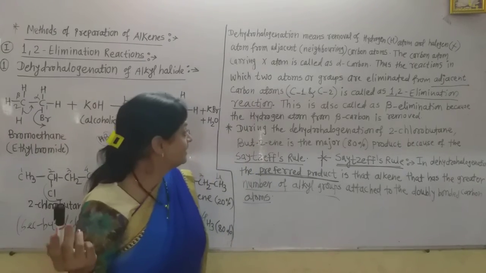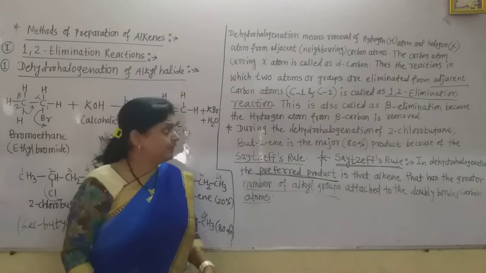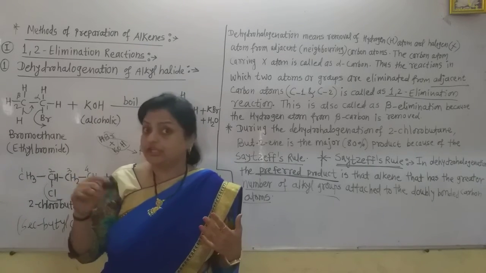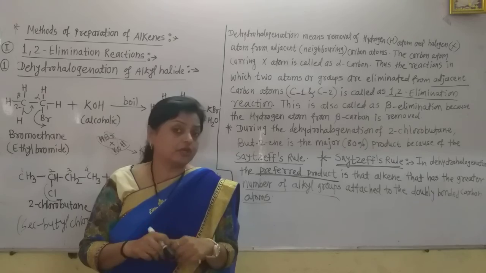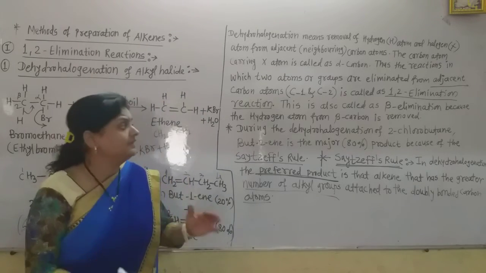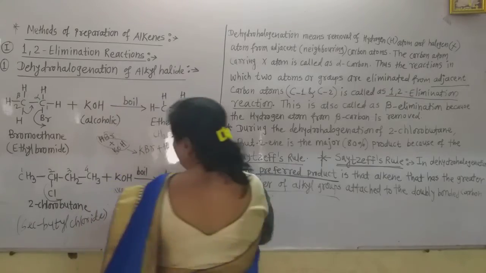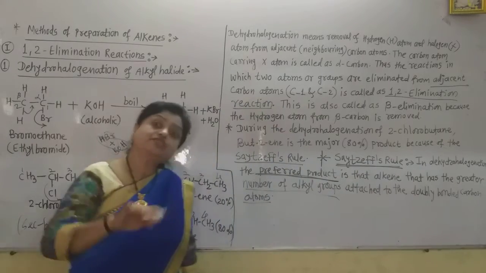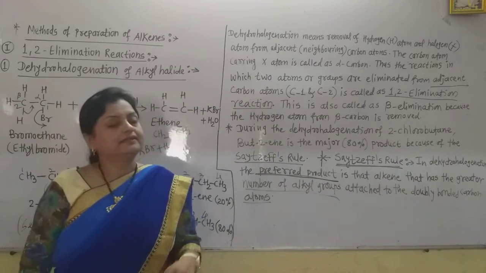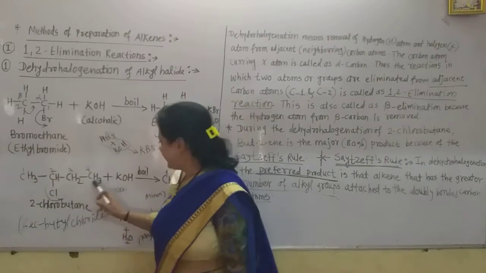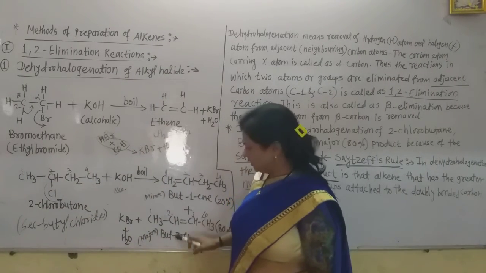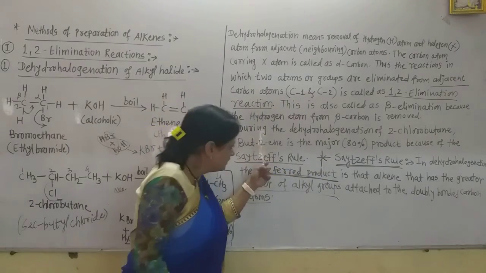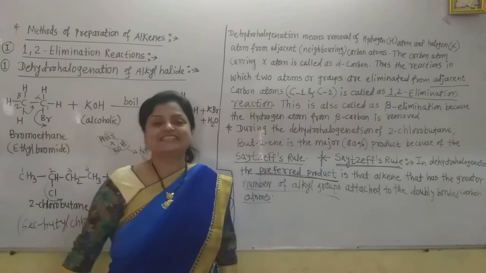Now, during dehydrohalogenation, they may ask in the examination a give-reason question. What would the question be? Give reason why during the dehydrohalogenation of 2-chlorobutane, but-2-ene is the major product. What is the reason behind that? If they ask, then you must write the complete reaction of 2-chlorobutane. Show this major compound at 80%, show the minor compound at only 20%, and write down the Saytzeff rule. That is its reason.